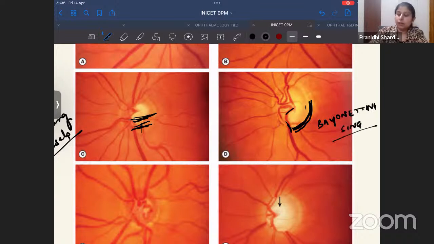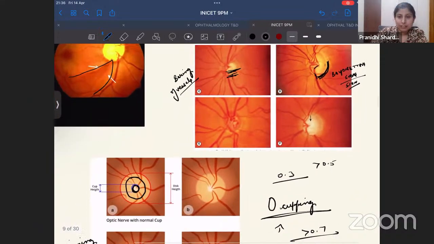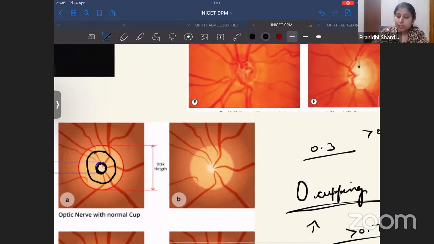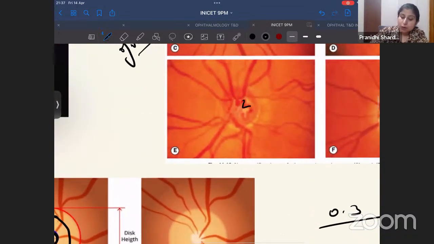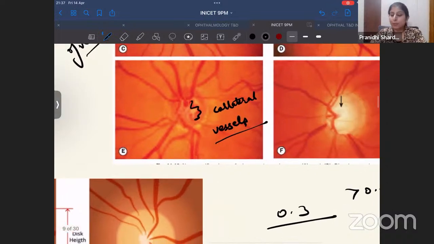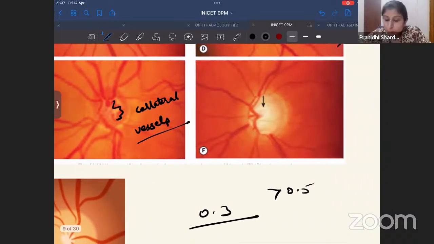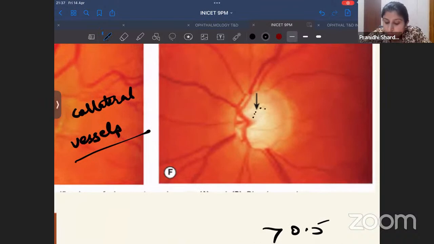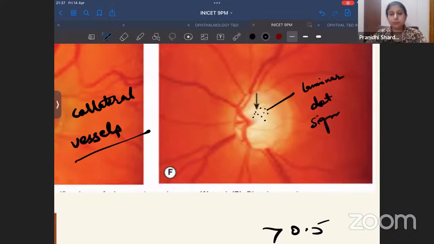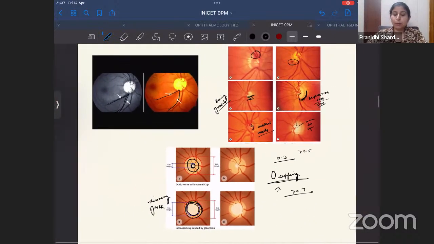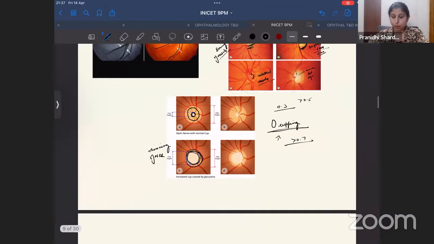There is angulation, or double angulation, of the vessels seen at the margin of the optic disc. This is the presence of collateral vessels, which can be seen on the optic disc. This is the laminar dot sign: if you can appreciate, there are small black dots present. These are the fenestrations seen, known as the laminar dot sign. So these are some of the fundus signs seen in glaucoma.